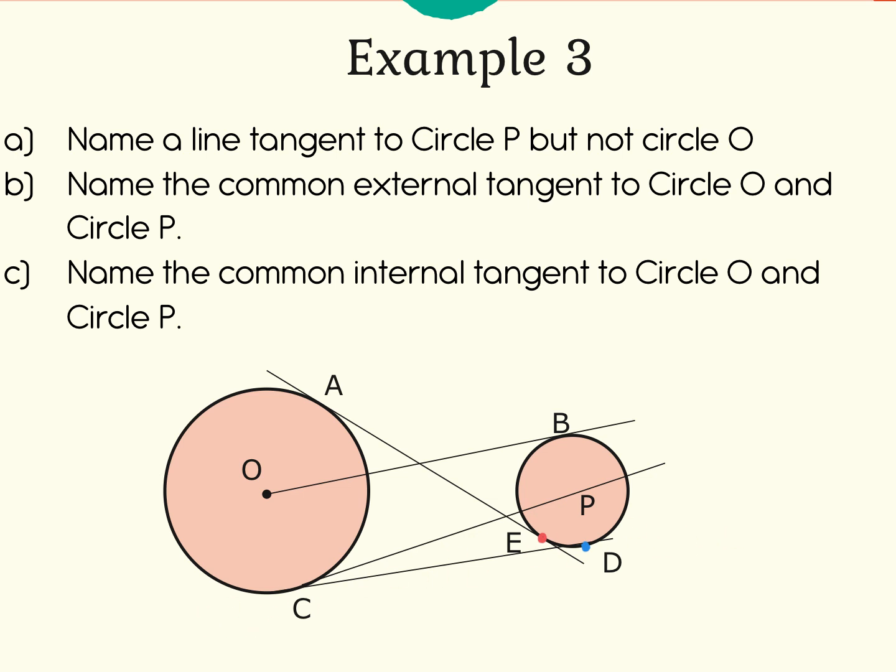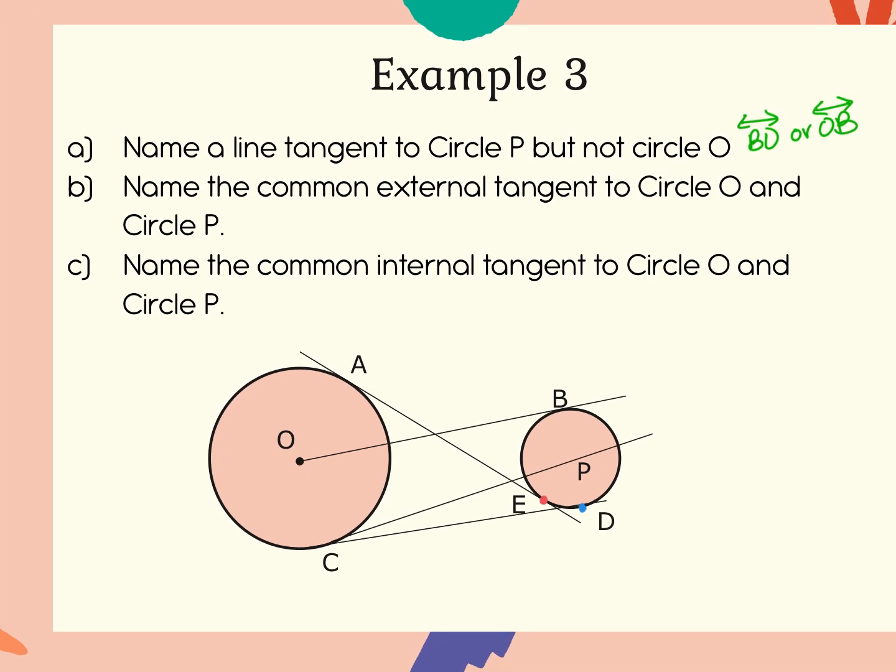Nope, it's not CD. ED is not a line. They're just 2 points. What is it? It's BO. Is O tangent? Is point O tangent on the circle? No, but B is. So this one is going to be line BO, or OB, however you want to write it.